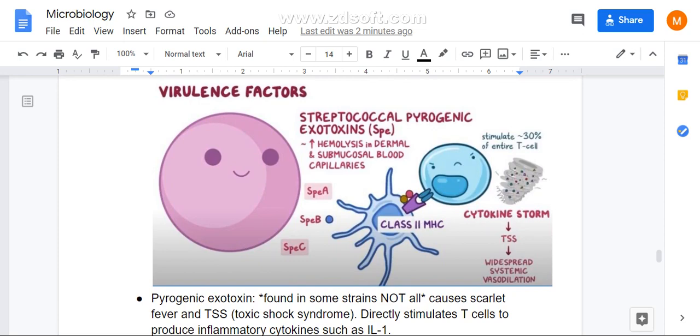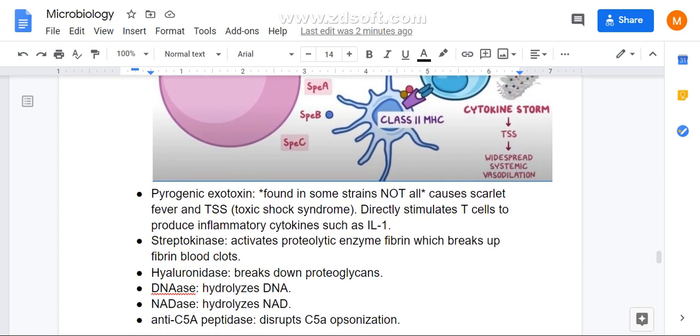I want to go through this after I go through this. So we have another virulence factor, which is the pyrogenic exotoxin. Something to note is it's found in some strains, but not all strains. And it gives strep pyogenes stronger virulence, right? So it can cause scarlet fever and toxic shock syndrome, which we'll get into later. It directly stimulates T cells to produce inflammatory cytokines such as interleukin-1 and tumor necrosis factor.